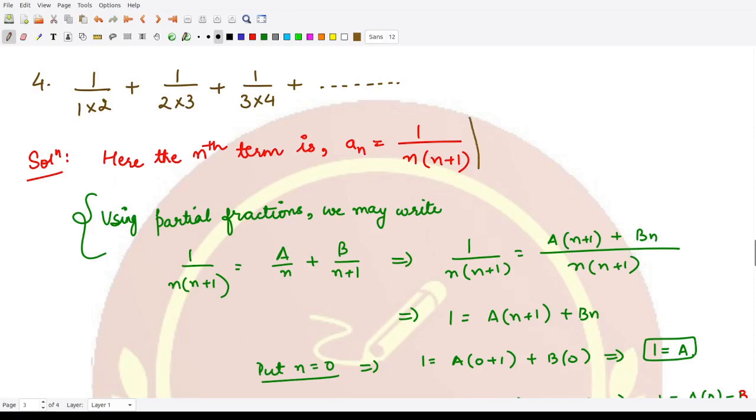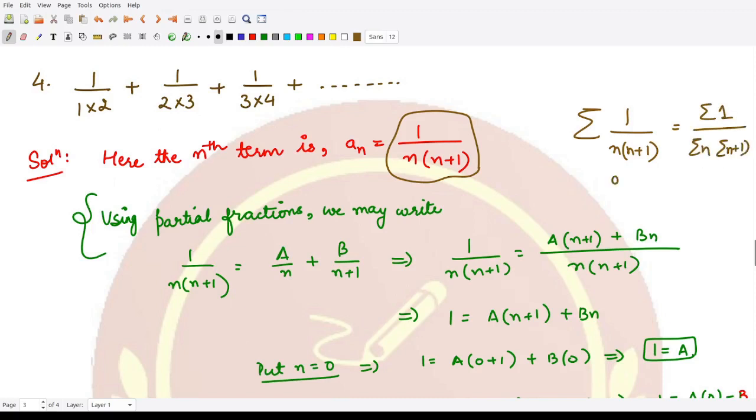Now, as such we cannot calculate the sum of this particular term because we do not have any formula, and we wanted to calculate the summation of 1 divided by n into n plus 1. Some of you might be thinking that I can do it like this, summation of 1 over summation of n into summation of n plus 1, or like this, n square plus summation n. But no, we cannot do it like this or this.